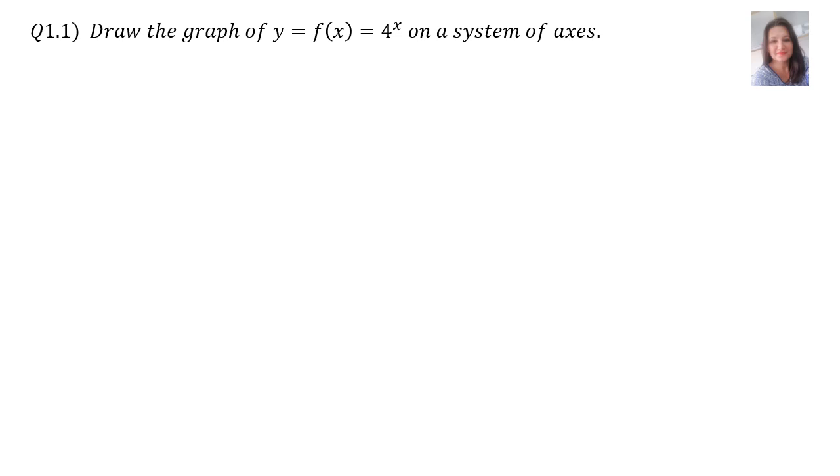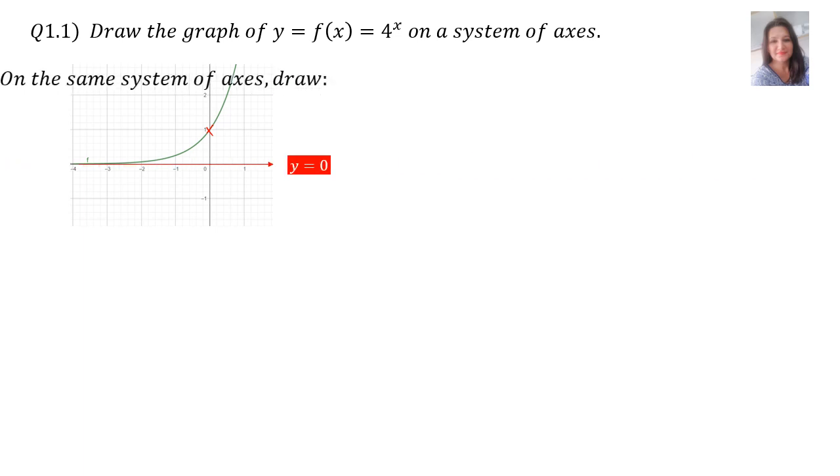Question 1. Draw the graph of y equals f of x equals 4 to the power of x on a system of axes. And then there's your graph, and you can clearly see that the y-intercept is at the point (0, 1), and we need our horizontal asymptote, the line y equals 0.